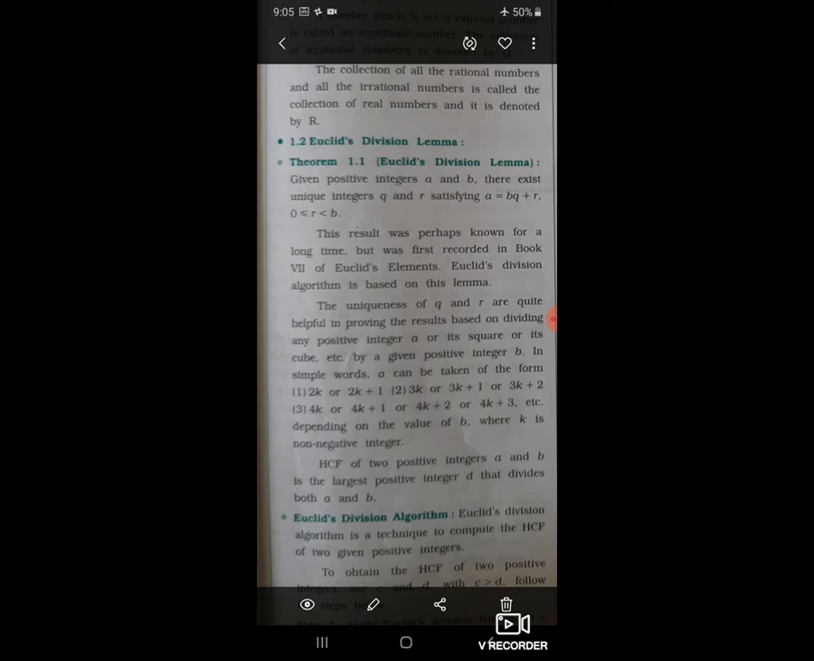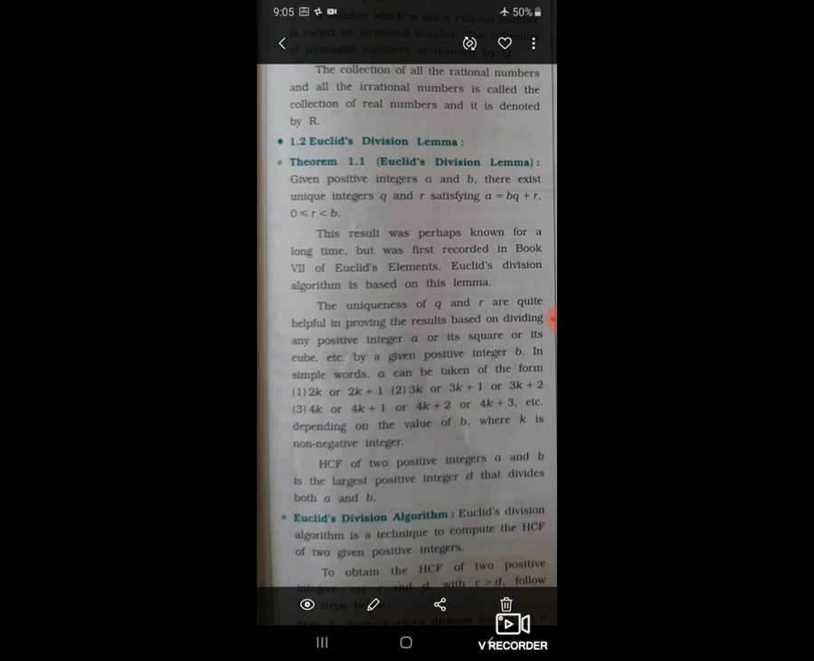The uniqueness of q and r is quite helpful in proving results based on dividing any positive integer a, or its square or its cube, etc., by a given positive integer b. In simple words, a can be taken of the form 2k or 2k + 1; second, 3k or 3k + 1 or 3k + 2; third, 4k or 4k + 1 or 4k + 2 or 4k + 3, etc., depending on the value of b, where k is a non-negative integer.